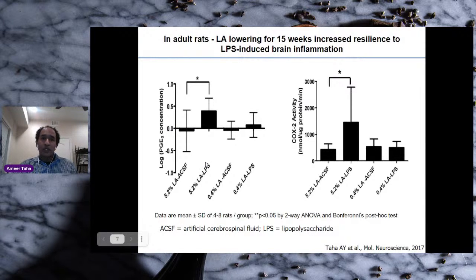What we found was LPS increased prostaglandins and cyclooxygenase activity in rats on the 5% energy LA diet, so similar to average intakes, broadly speaking. But when we lowered the LA, this effect was blunted. With LPS, you don't see this increase in prostaglandins or cyclooxygenase. This led us to conclude that there's some protection to be gained by lowering LA in adult rats. I haven't shown the data here, but this corresponded to a significant reduction in brain oxalams as well when we lower LA.